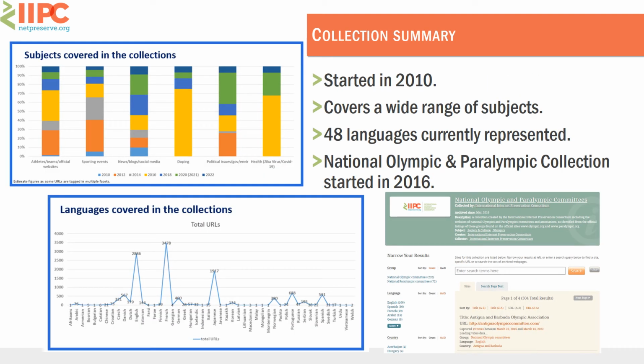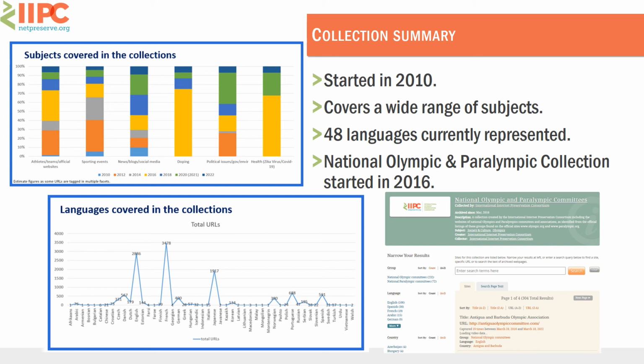So just a little overview of the collection. On the top left-hand corner there are the subjects covered in the collection. The different colours represent the different years, and you can see that the first column is athletes, teams, official websites related to the Olympics and Paralympics, and then we've got sporting events. These are just the individual events. Then we have news, blogs, social media all grouped together, and then doping, and you can see there are only 4 different years for doping because that's something we only actively started to collect from the 2016 collection onwards.